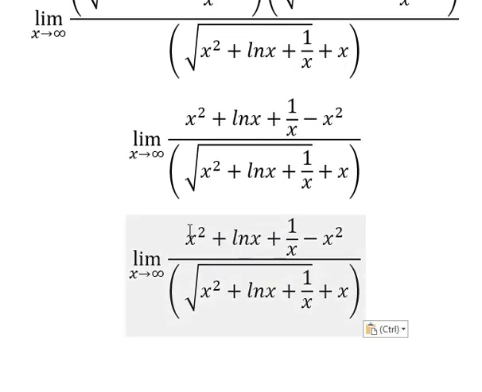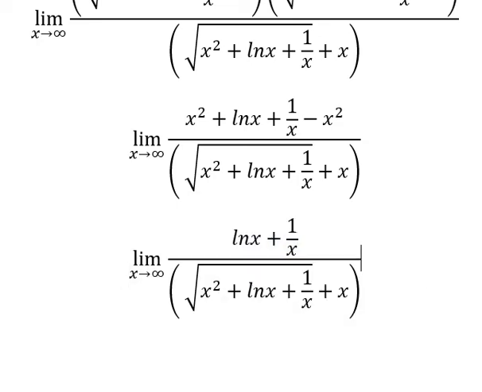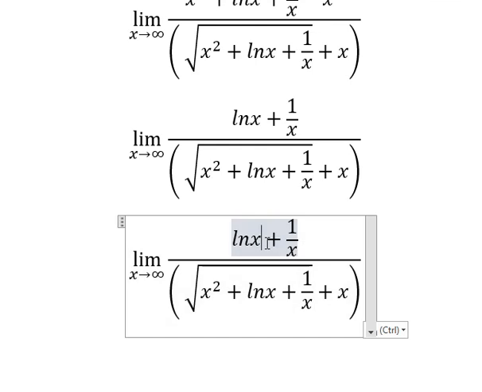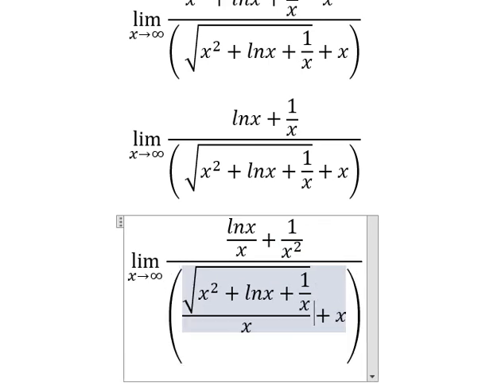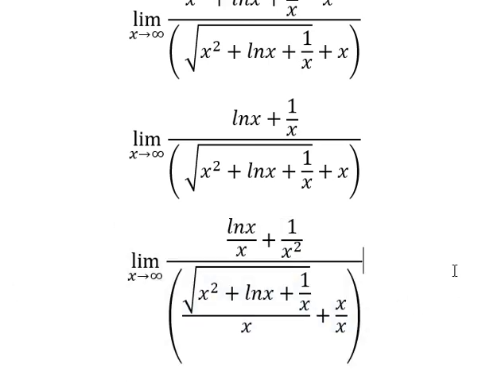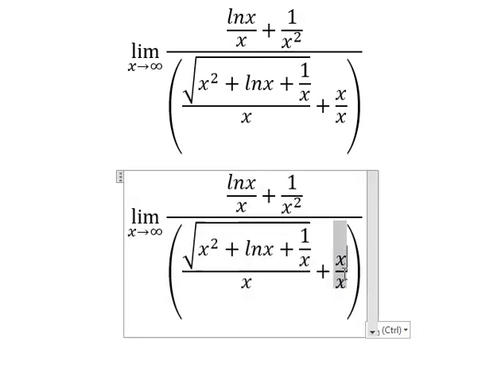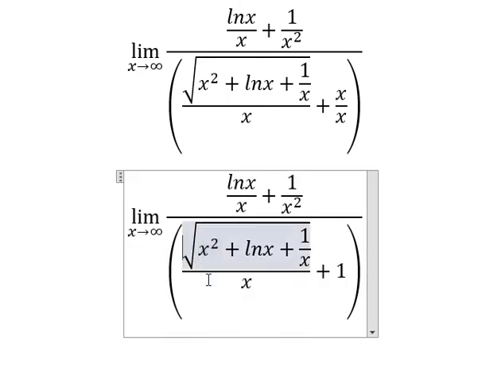Now we simplify s squared and s squared. Next, we divide by s on numerator and denominator. This one we have number 1. S go inside the square root and we have like this.